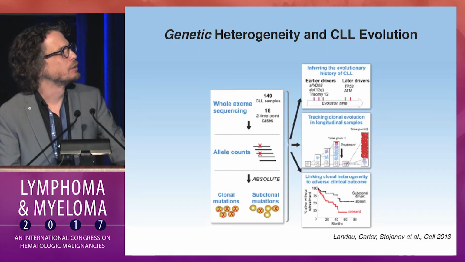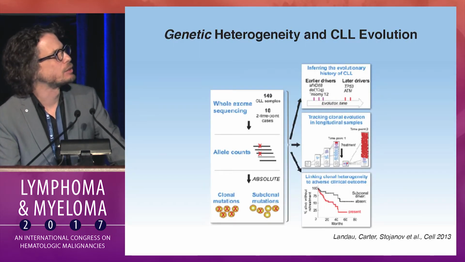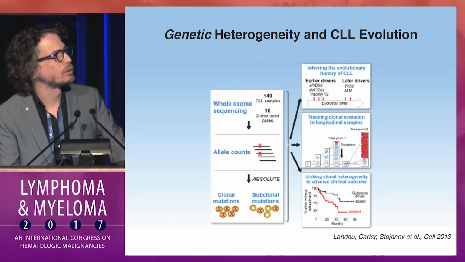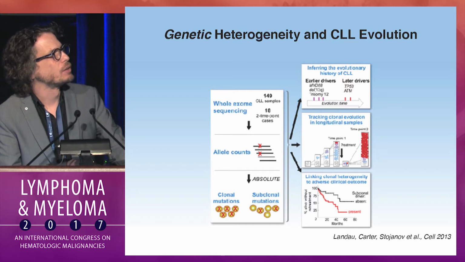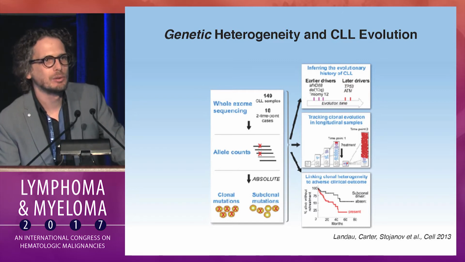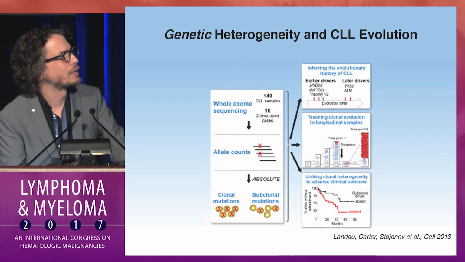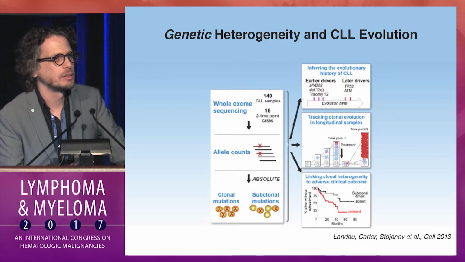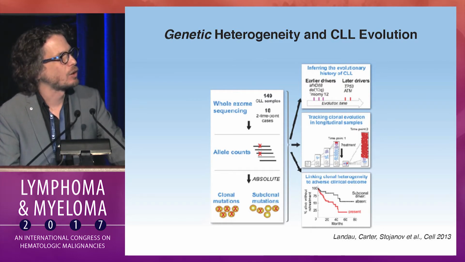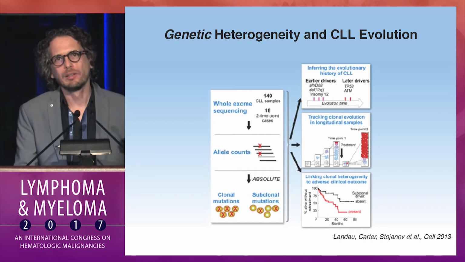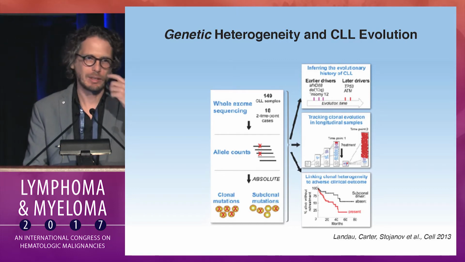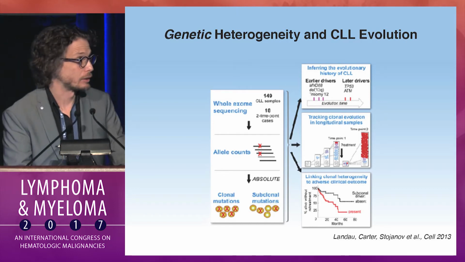So in summary, we can use these types of methods to look at bulk sequencing from a patient and then identify clonal versus subclonal mutations. We can use this to infer the evolutionary history of the disease. We can track its evolution with therapy, and hopefully we can predict the evolutionary outcome with therapy as well as the clinical outcome.